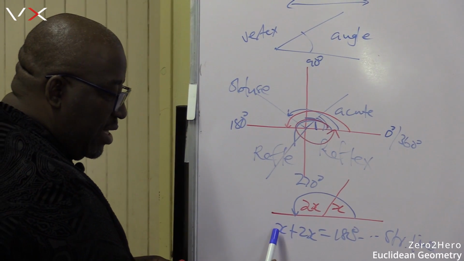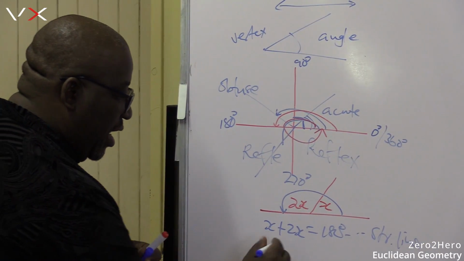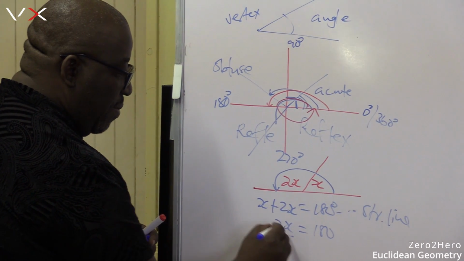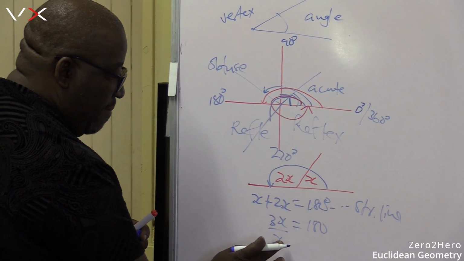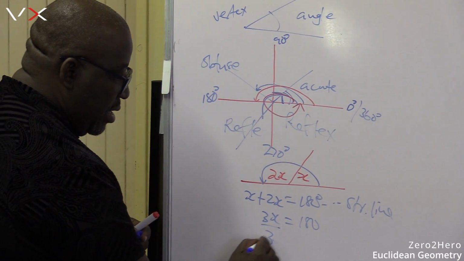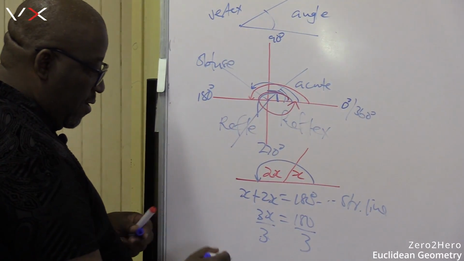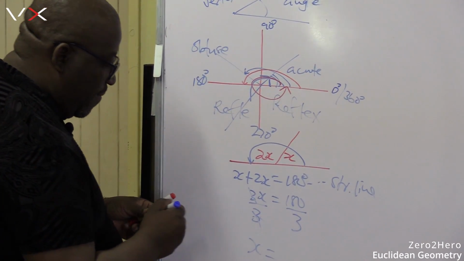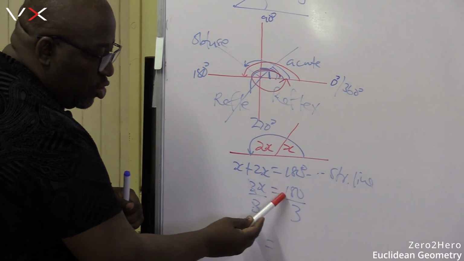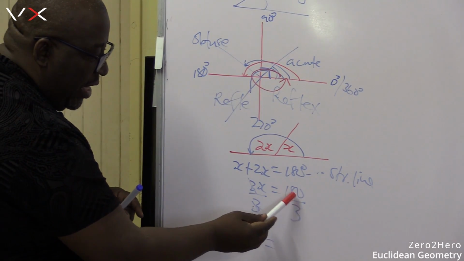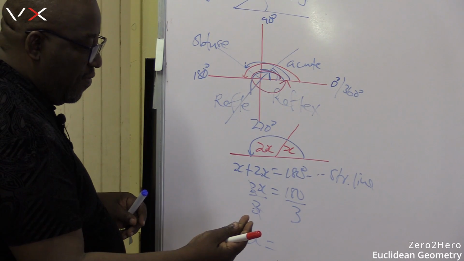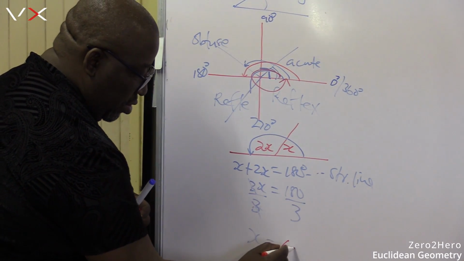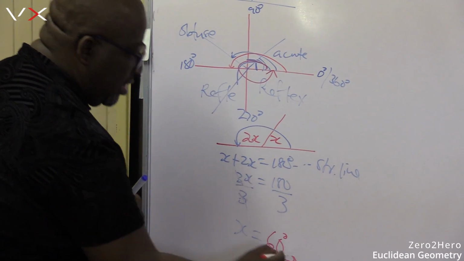So how many x's? This is 1x, these are 2. Together they are 3, so 3x is equal to 180 degrees. Then if I'm looking for x, I divide by 3 on both sides. So x is equal to... 3 into 1 does not go. 3 into 18, 3, 6, 9, 12, 15, 18, goes 6 times. 3 into 0 does not go. So x will be 60 degrees.